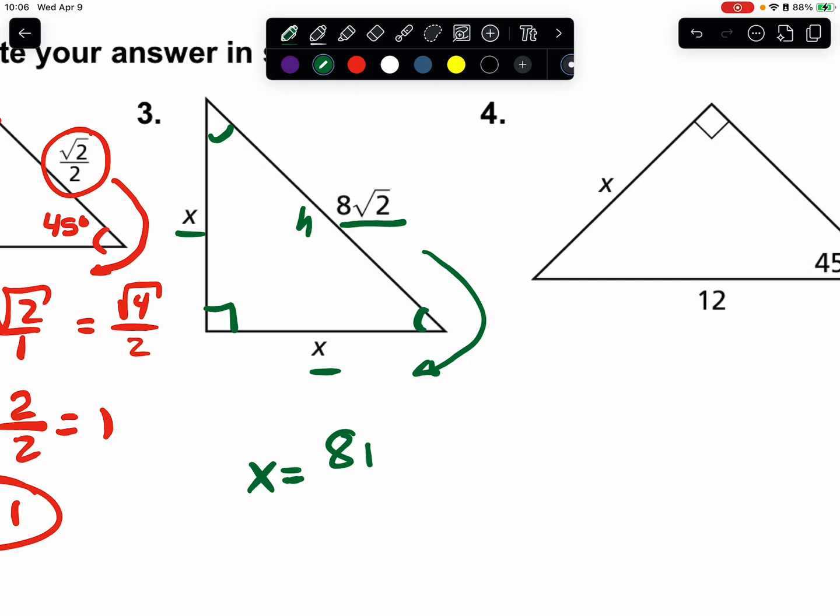I take the hypotenuse, 8 radical 2, and I divide by radical 2. You see what we end up with here? Just 8, because the radical 2's cancel.